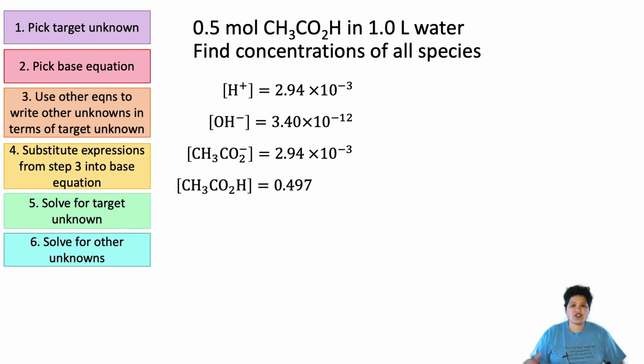Here are the concentrations that we just calculated. It's always good to look at this and ask, does this make sense? Acetic acid is a weak acid. It doesn't dissociate very much. And therefore, the acetic acid concentration should be much higher than the acetate concentration. And of course, our OH minus concentration is much less than the H plus concentration, as we said earlier. So that all looks good. We have solved that for all of our species.